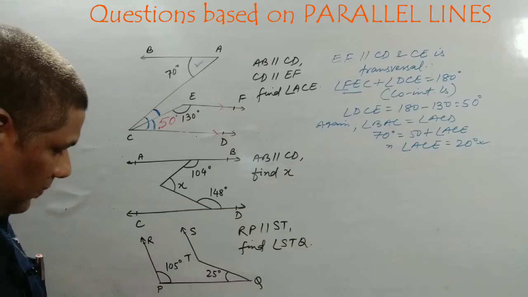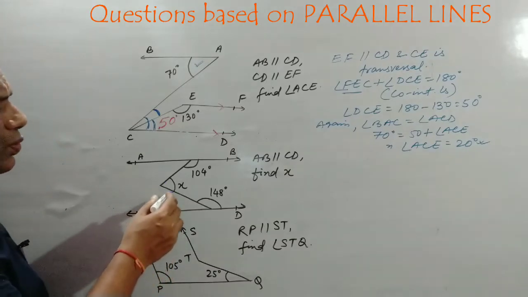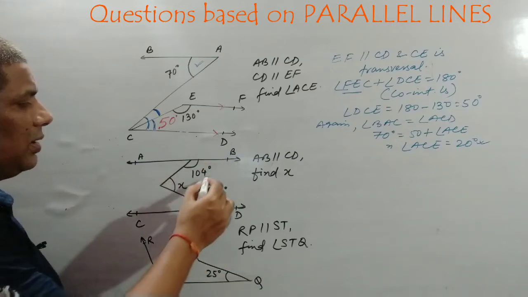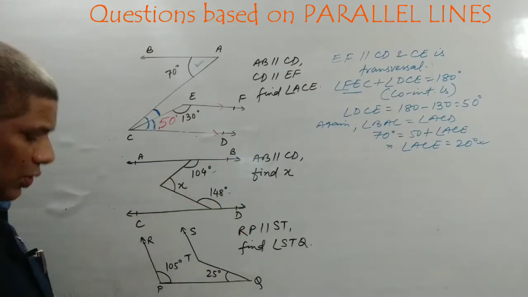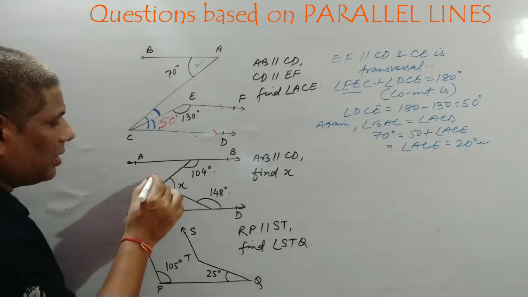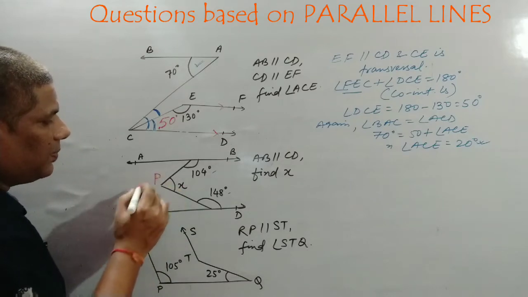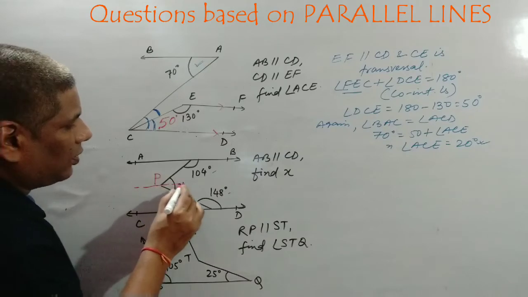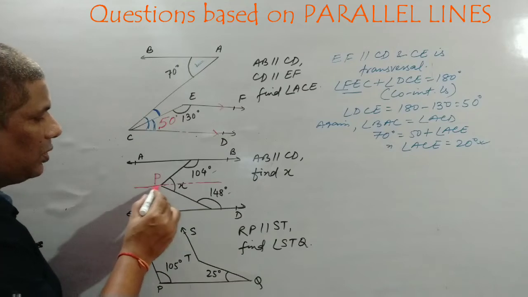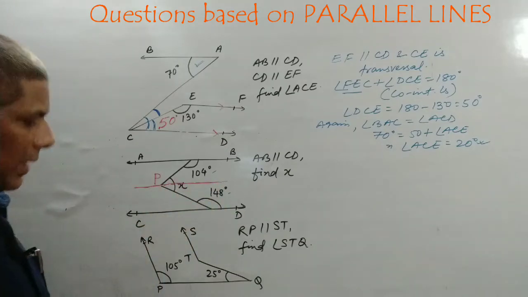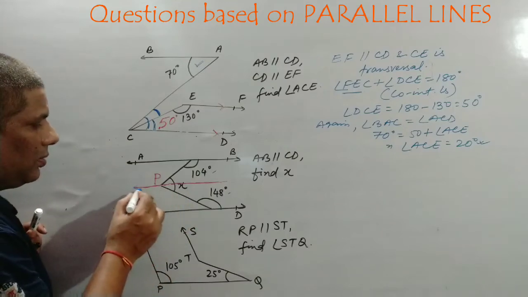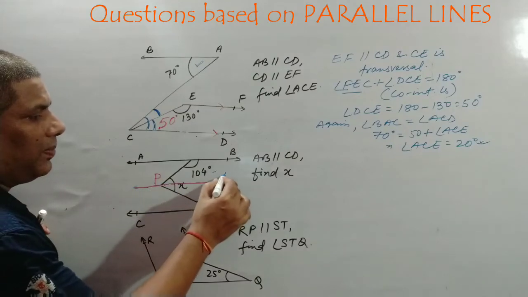Again in the second question, this X has no direct relation with lines AB and CD. Here AB is parallel to CD, this is 104 and this is 148. So what will we do here? Through this point, mark it as P, we draw a line parallel to AB and CD. Now by drawing this parallel line, mark it P and Q.